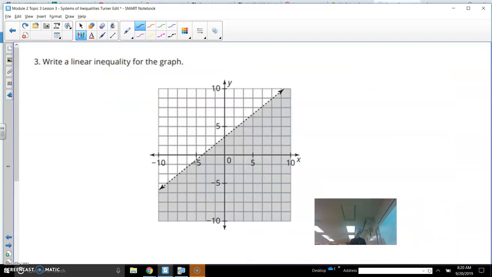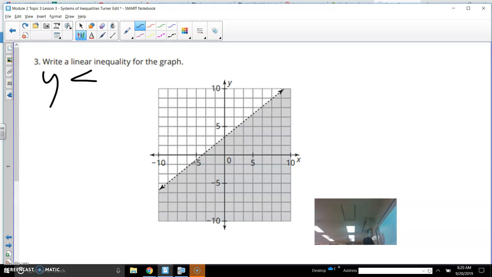Let's write a linear inequality for the graph given. First thing I notice is that it's a dashed line. Dashed line should be either less than or greater than, not or equal. And it does seem that it's shading below the y-intercept, or less than the y-intercept, and so that makes me think we should stick to less than. So let's go y less than.